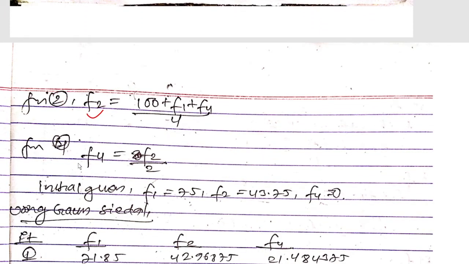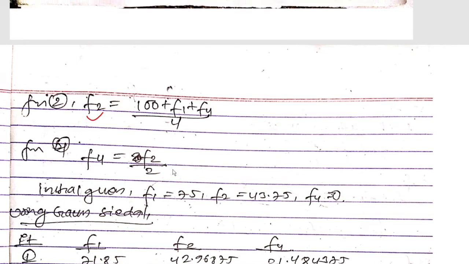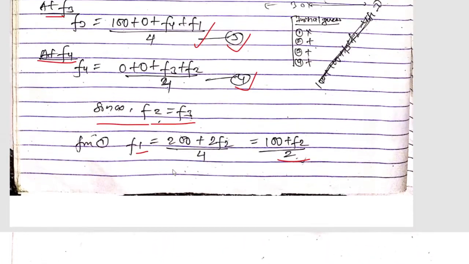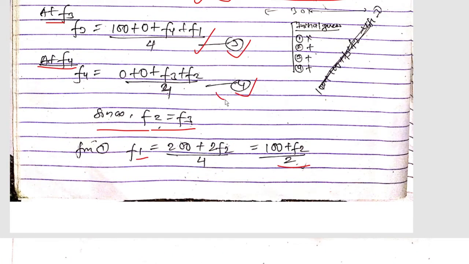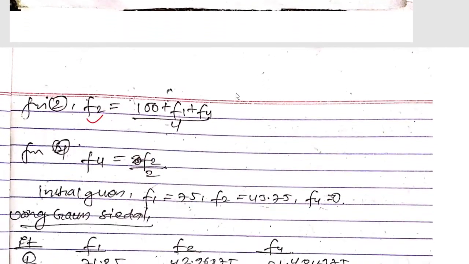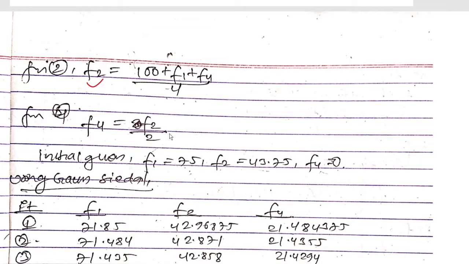And similarly from equation 4 we can calculate f4. So here we have f4 is equal to f2 upon 2. So here we have used this f4 from equation 4. So here we have f4 equals f2 upon 2.